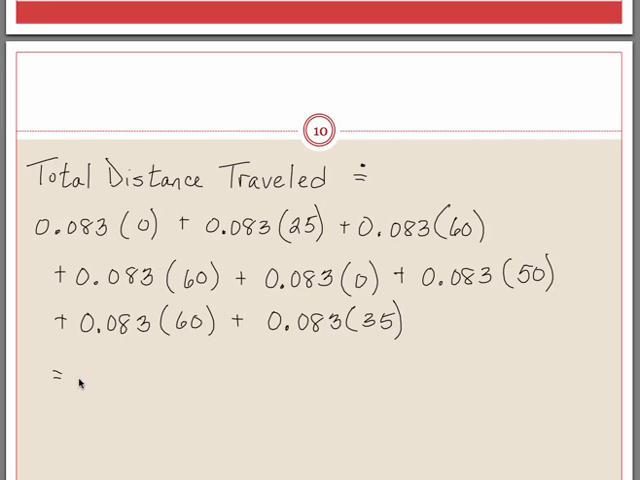So if you go ahead and number crunch those, and remember we were trying to find the total distance Mrs. DeConti traveled, so this would be approximately 24.167 miles.